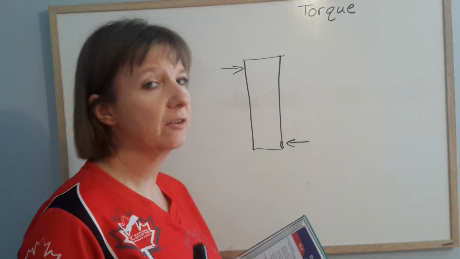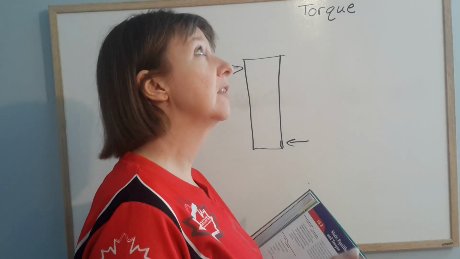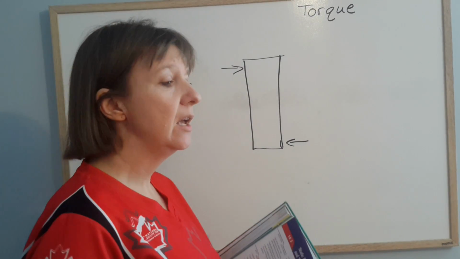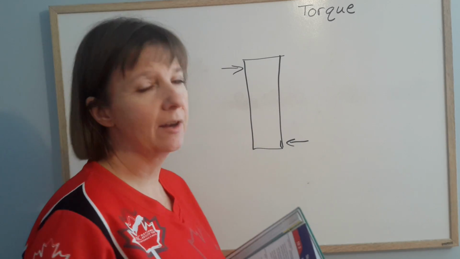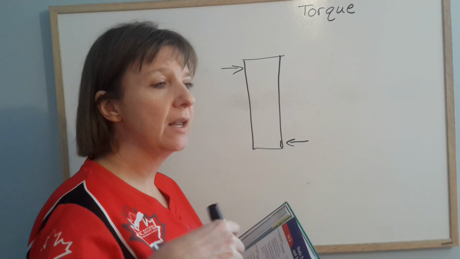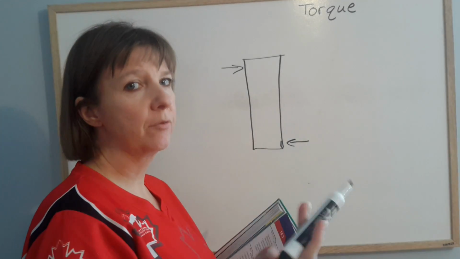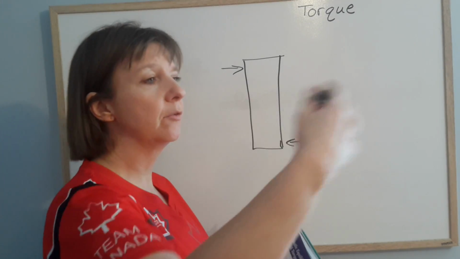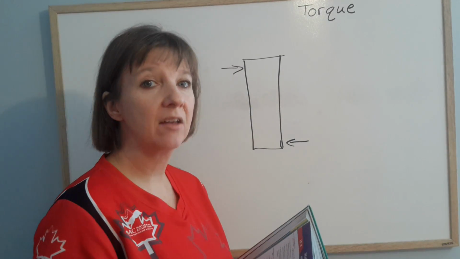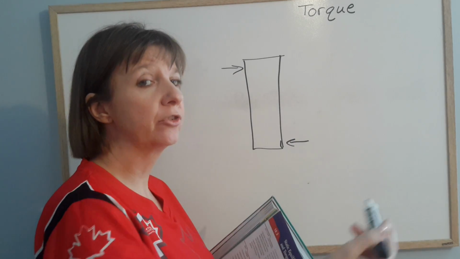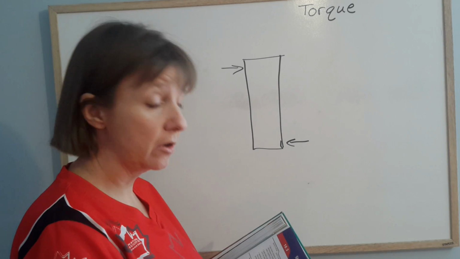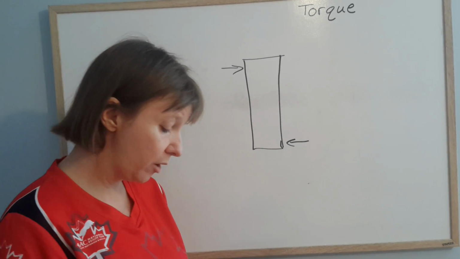So something can actually have both translational and rotational motion at the same time. If you throw something, it has translational motion because it's moving across the room. But if it flips like end over end, like if I threw this whiteboard marker and it flipped end over end as it went through the air, it has both rotational motion and translational motion. So the rotational motion is what's called torque.